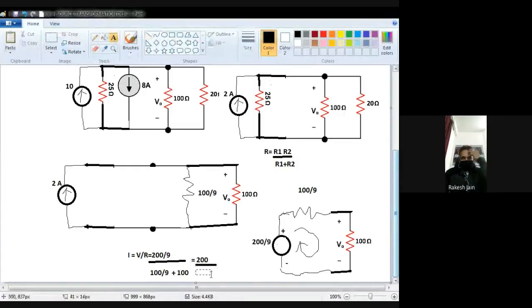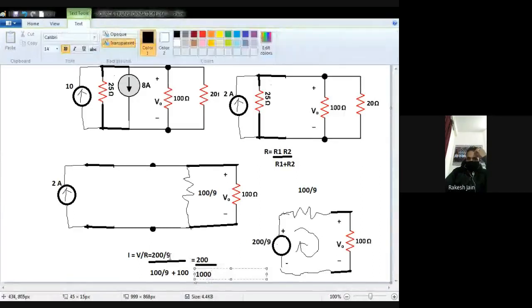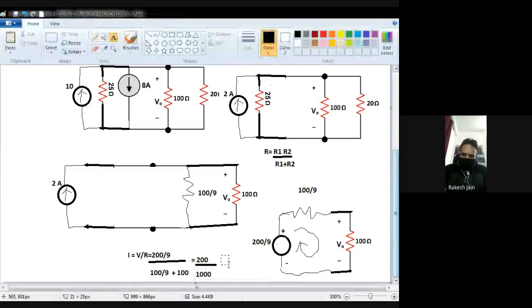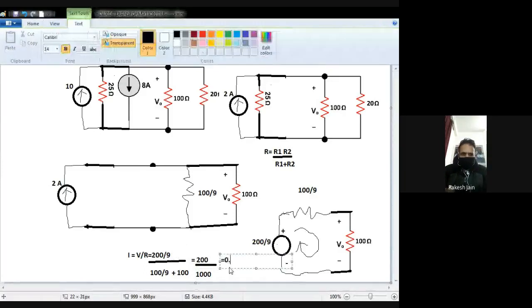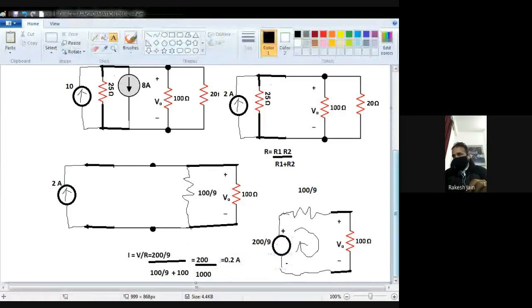You know how to take LCM. You can easily solve, right? Yes, sir. So 0.2 ampere is the current. 0.2 ampere is the current value.